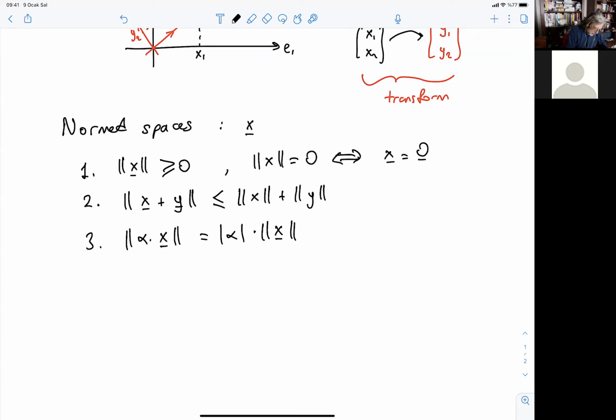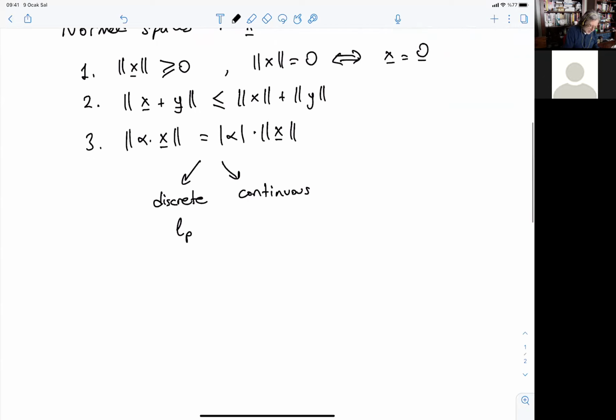And for our case, we will be thinking of two different norms for two different types of signals. One of them is discrete, the other one is continuous. The discrete norm we will define as a lowercase l sub p. I will mention what this subscript means. And for the continuous, it's an uppercase L sub p. These are the two norms that we will be dealing with, where p is the order.